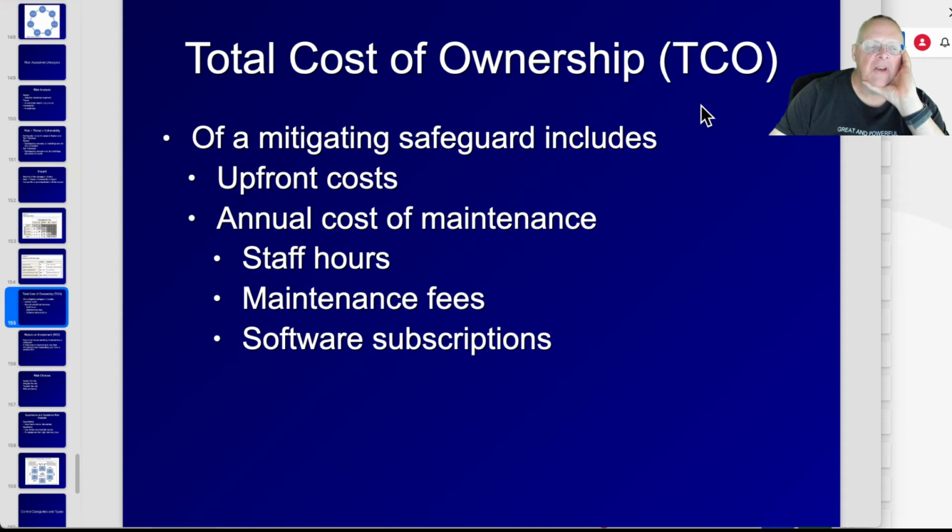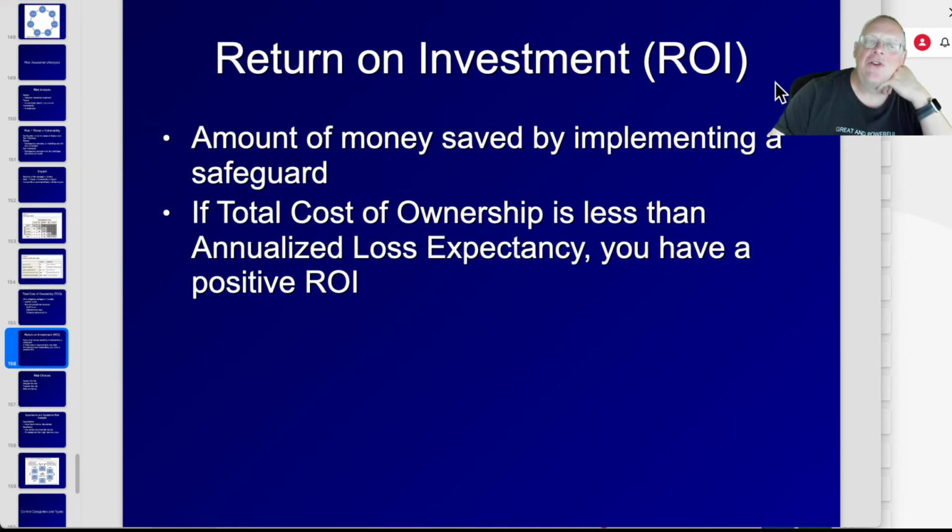There's another way to look at it, which is total cost of ownership. If you include a safeguard, you're going to have to pay for the safeguard, whatever it is, like guards or locks or something, and then you're going to have staff and maintenance fees and subscriptions. You figure out the total cost per year of implementing that safeguard. And so now you can calculate return on investment. How much money would you save? Well, if the total cost of ownership of the safeguard is less than the annualized loss expectancy, then you should have a return on investment. Investing in that safeguard would be a wise move. If these numbers are all accurate, which, by the way, they usually aren't.